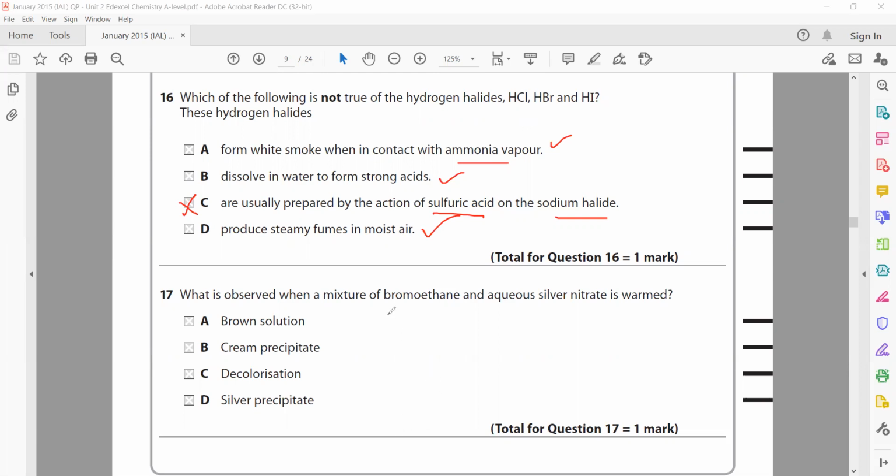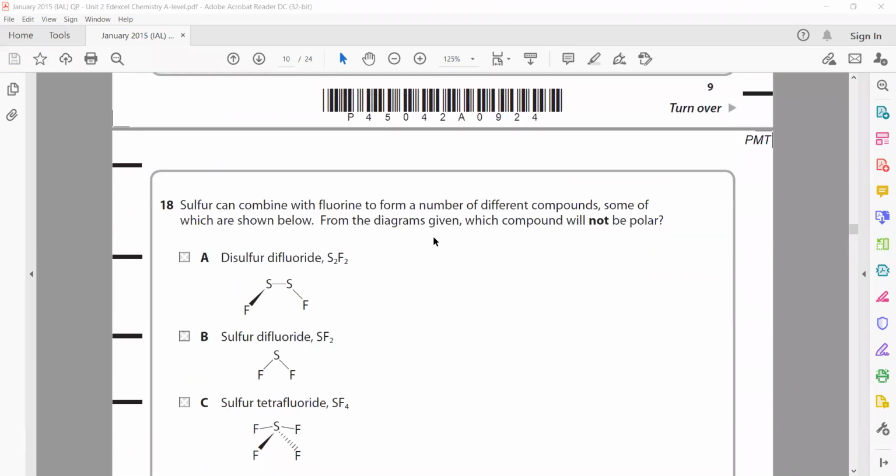What is observed when a mixture of bromoethane and aqueous silver nitrate is warmed? It will form silver bromide, and silver bromide is a cream precipitate, which dissolves in concentrated ammonia solution.